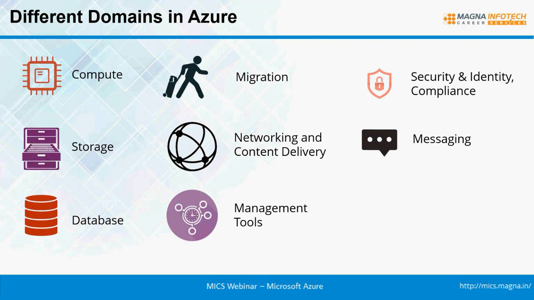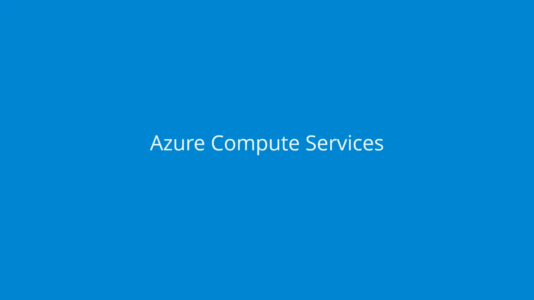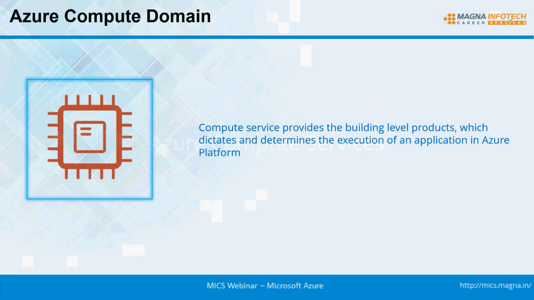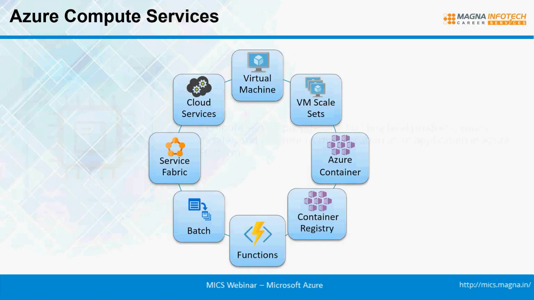All right, so now let's do a deep dive and understand what are the different services available in each and every domain. Let's talk about the Azure Compute Service. Now, what is an Azure Compute Service? Something which is required to execute our application. You require some CPU, some RAM, some kind of virtual machines, servers basically to run your application. So that is what is called a compute. Let's see what are the different services available in compute.